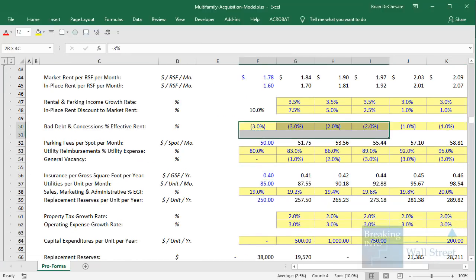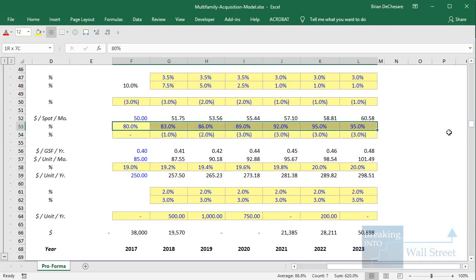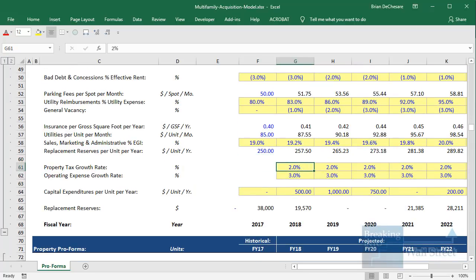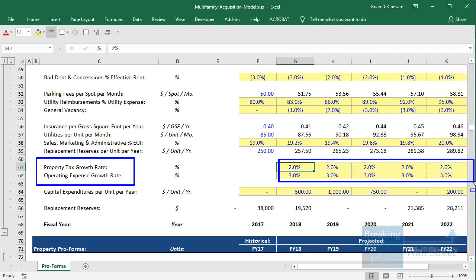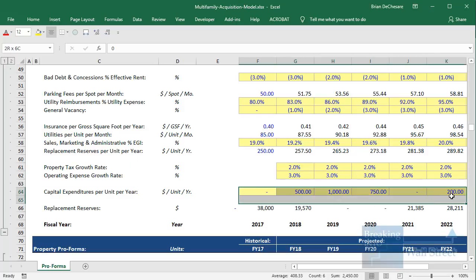We also aim to reduce our concessions here from 3% of effective rent down to only 1%. We aim to boost our utility reimbursements. And then we have some assumptions for the property tax growth rate and the operating expense growth rate here. And these are both simple percentages. We have a lump sum number based on the historical year, and then these grow based on set percentages over time. And we have some assumptions for the capital expenditures corresponding to the minor improvements here.